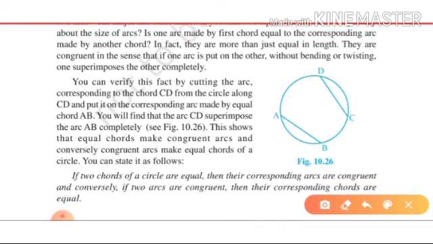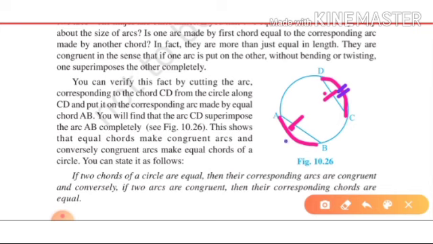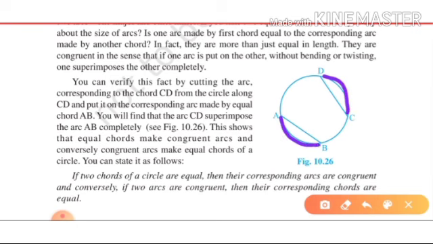Here, if CD and AB are equal, then you can see this arc from here to here is the arc CD, and from here to here is the arc AB. These two arcs are also congruent. If two chords are equal, then their corresponding arcs are also equal. Conversely, if the arc CD and the arc AB are given to be equal or congruent, then you can say that these two chords are also equal.